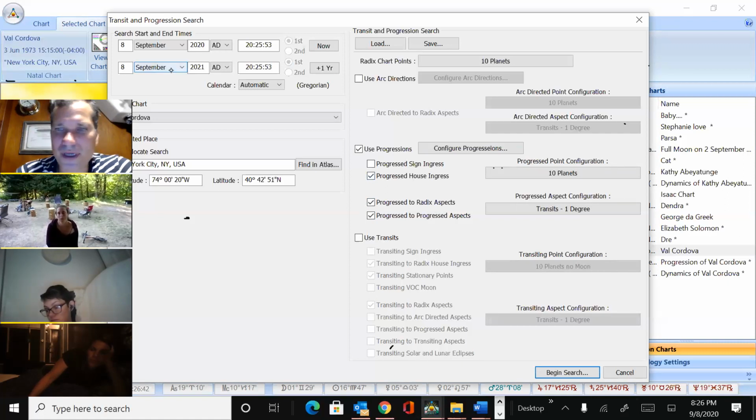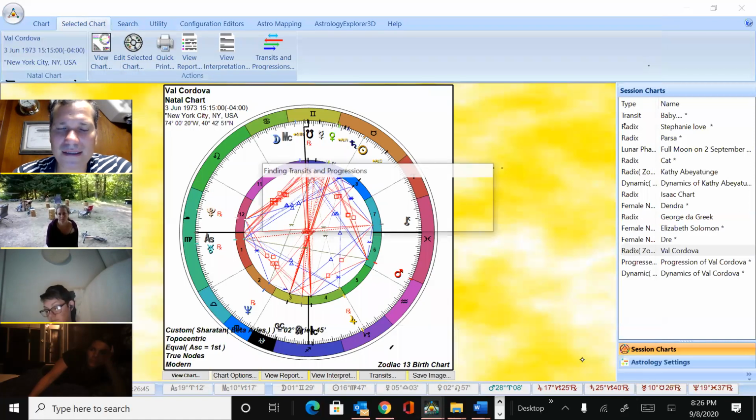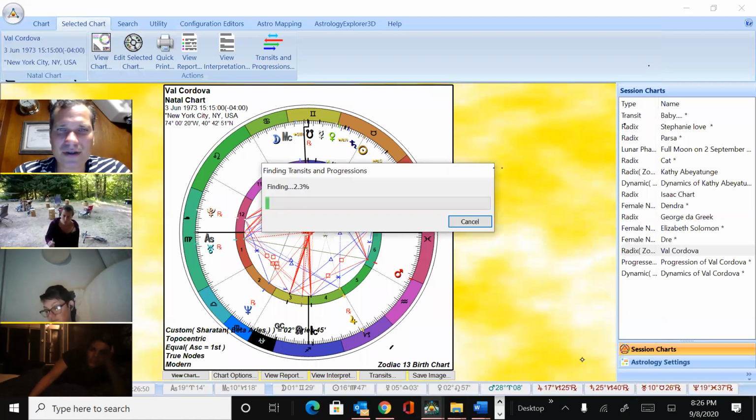Do it for a whole year. Let's run that. Let's see how long that takes. It's going to take a little bit, but then you can do everything you want to do with progressions, and look at progressions for the entire year, right? And then you could do a whole progress reading for an entire year for someone. It's going to take a minute to load because we did a whole year.